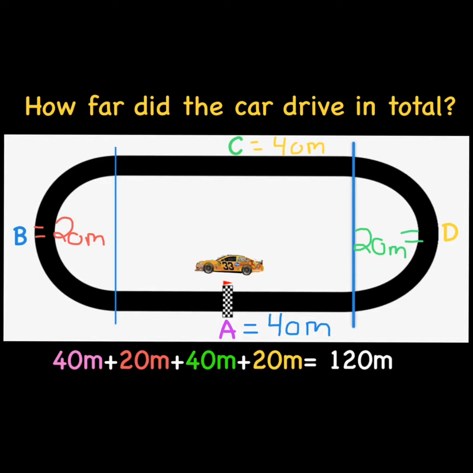So when we add 40 plus 20, which is 60, and then another 40, which is 100, plus another 20, which is 120, that means the total distance around the track would be 120 meters.